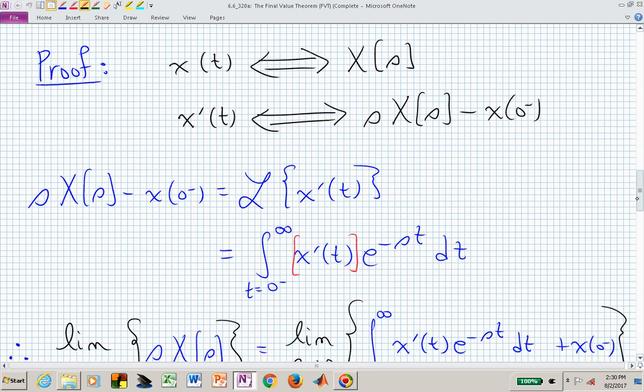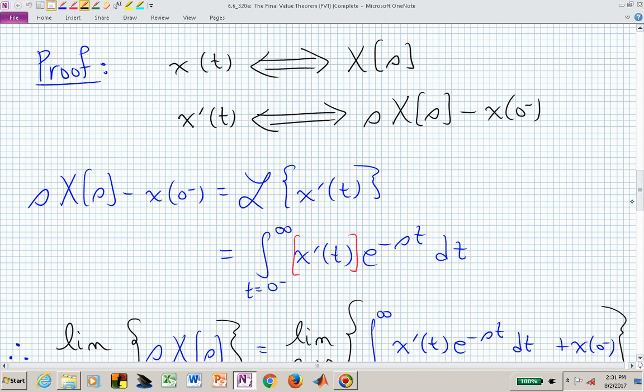Here's a justification of that equation. For notation reasons, let's assume that little x of t Laplace transforms into capital X of s. If that's the case, then we know what the Laplace transform pair looks like for the derivative of x. x prime of t has a Laplace transform s times capital X of s minus the time domain expression's value at time t equals 0 minus. That's what x prime of t is when we Laplace transform it.